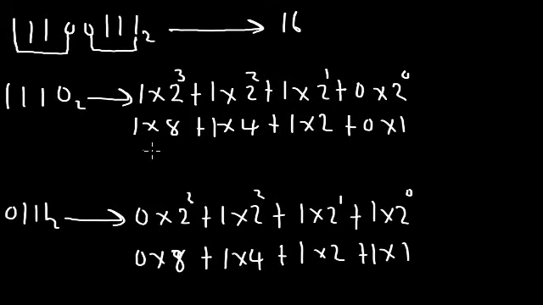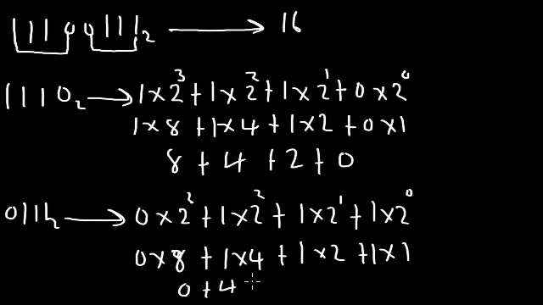So right now, let me simplify. 1 times 8 is 8, plus 1 times 4 is 4, plus 1 times 2 is 2, plus 0 times 1 is 0. And for the second one, 0 times 8 is 0, 1 times 4 is 4, then 1 times 2 is 2, and finally 1 times 1 is 1. So let me add that up. So for this, that should be 12, and for this, that should be 4 plus 2, that's 6. So it means we're having 12 and 6.